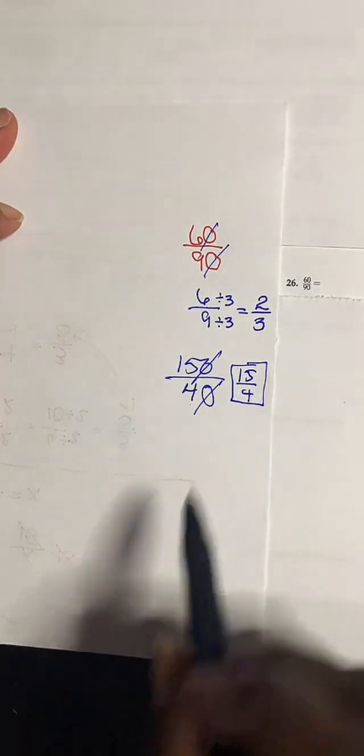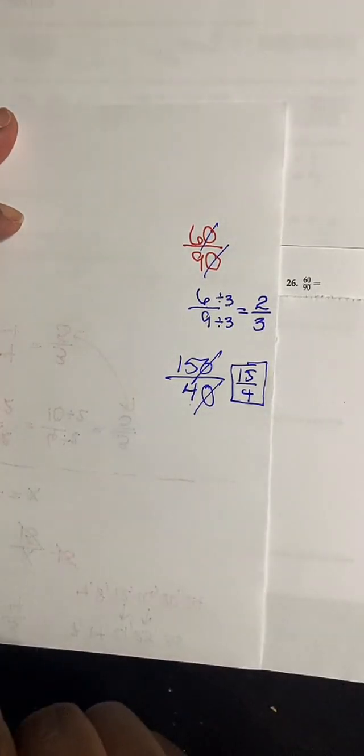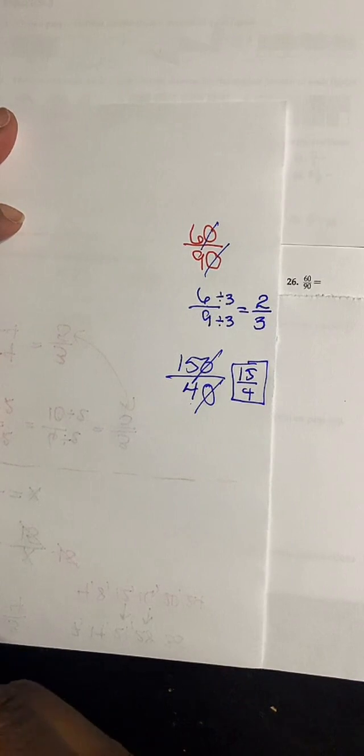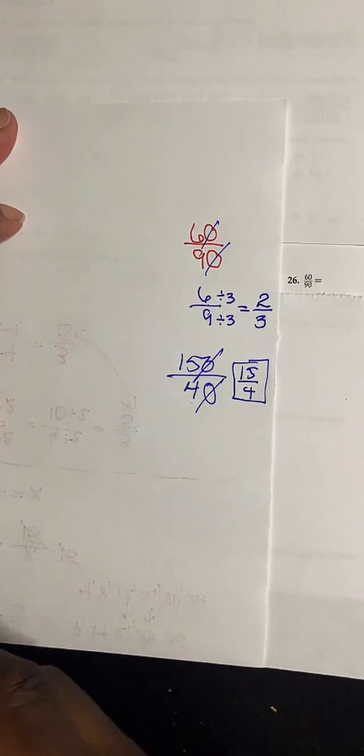So 15/4. What is that? Okay, Cole is telling me 3 3/4. Well, for the ASVAB, yes, it is, Aaron.